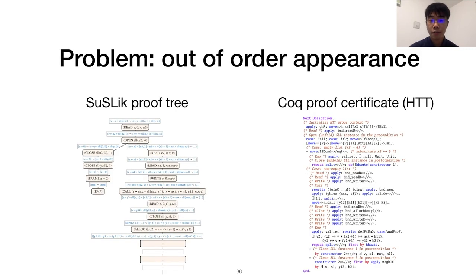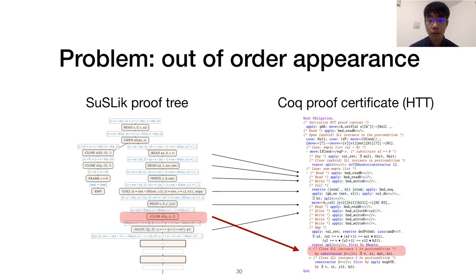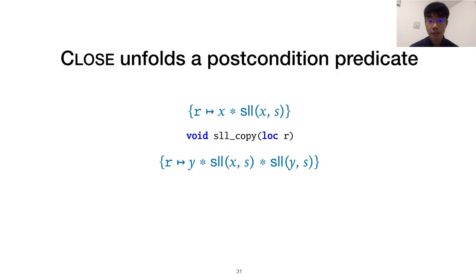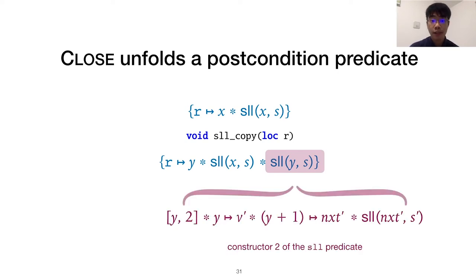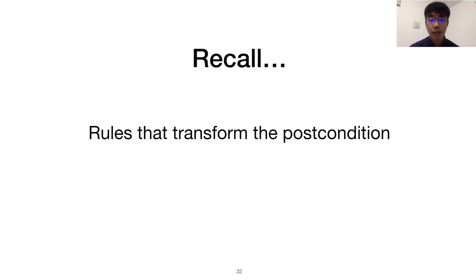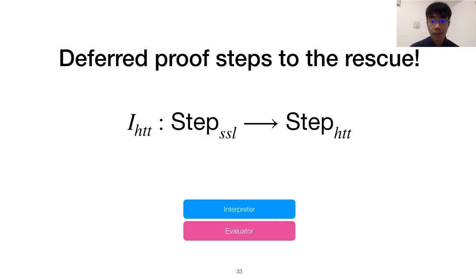In the second branch of the proof tree, everything is in the right order until this close rule. Close unfolds a constructor of an inductive predicate applied in the post condition. In our example, this occurrence targets one of the two singly linked lists from the specification's post condition and unfolds the predicate's second constructor. If you recall, such rules that transform the post condition must appear at the end of the verification proof in the final unification step. This is where deferred steps come in.